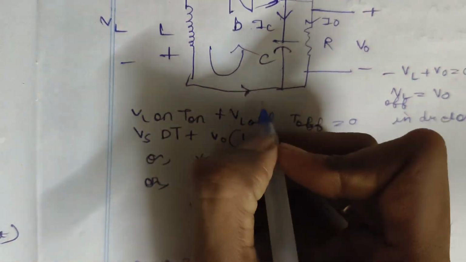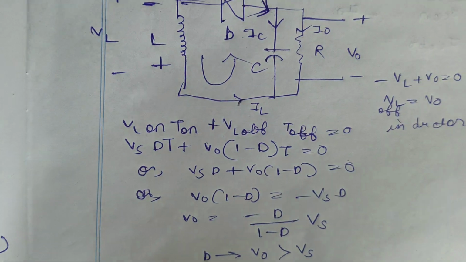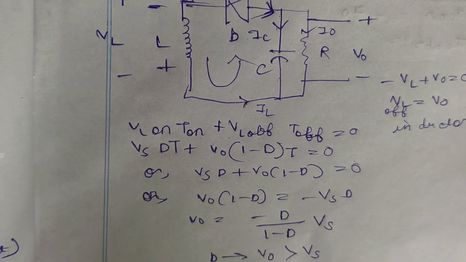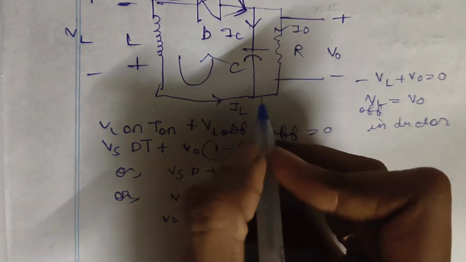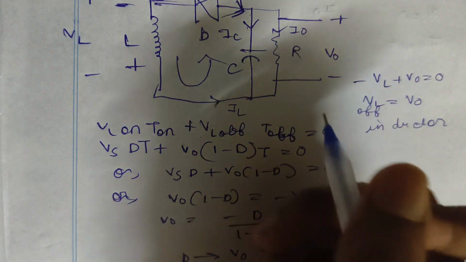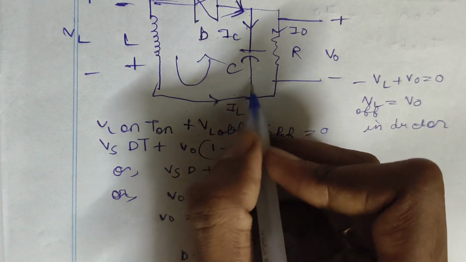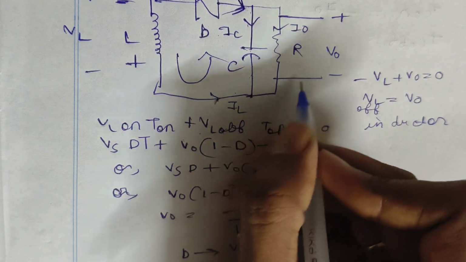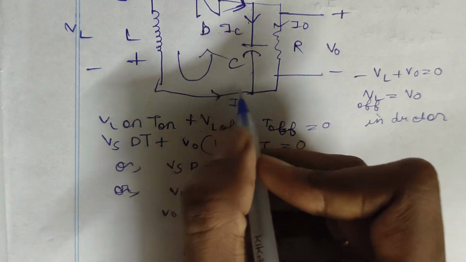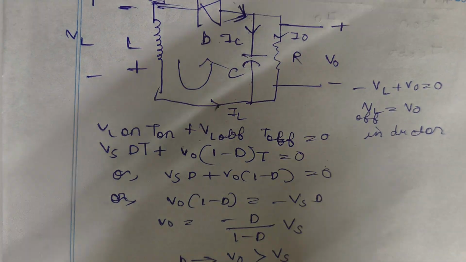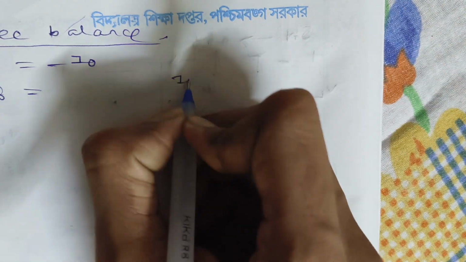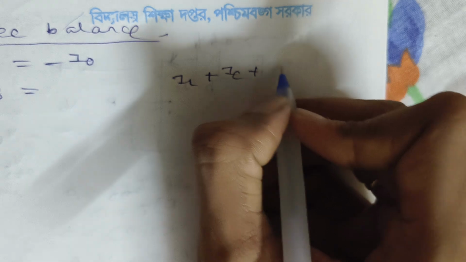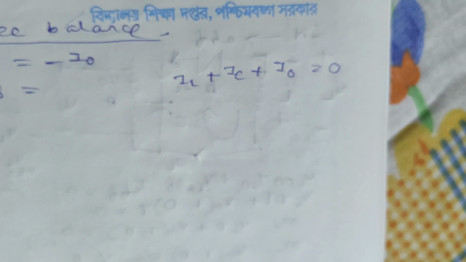It is the IL current, the current flowing through the inductor, that is IL. If you apply the KCL over here, the incoming currents IL and IC, and also I0, the summation of the currents is equal to 0. So IL plus IC plus I0 is equal to 0. I hope it makes sense.